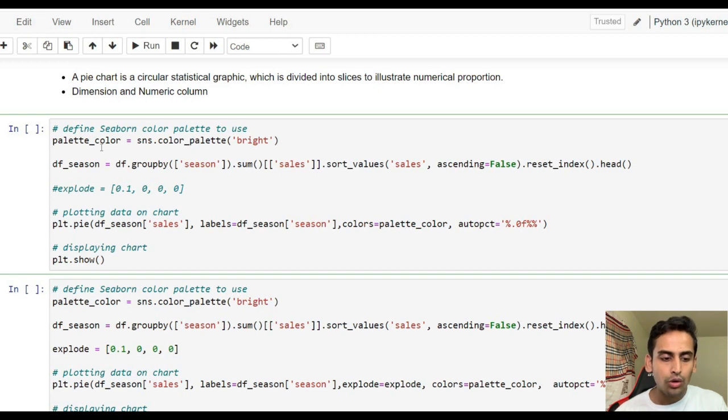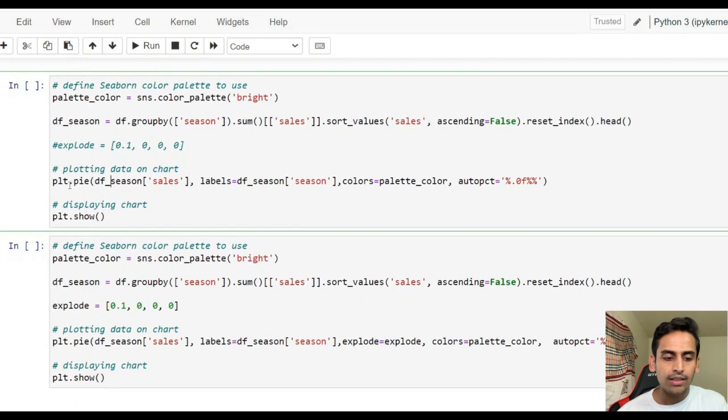So now in order to do that, first I'm setting the color palette, so I'm taking as a bright color. Then I'm doing a group by, so that for each season I can get the aggregated sales volume. Since we have already learned about the group by function, I'm skipping this up. So we can see that on the dimension I'm passing the season, then on the numeric I'm passing the sales, and I am aggregated based on the sum.